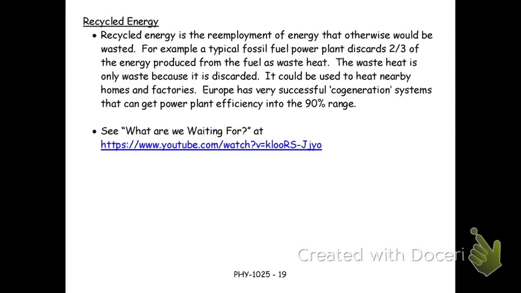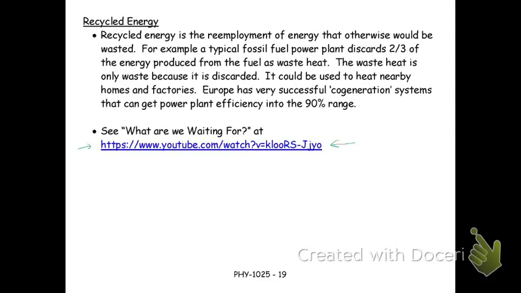So, for example, a typical fossil fuel plant wastes 2/3 of the energy produced from the fuel as waste heat. The waste heat is only waste heat because it is discarded. It could be used by nearby homes and factories, and Europe has successfully done this. There's a really good film called What Are We Waiting For? And that's this guy. If you click on it, you're going to have to copy it down from the notes and click on it. It's a really good film. It's maybe 30 minutes long, and it goes through all this stuff about what's going on in Europe.